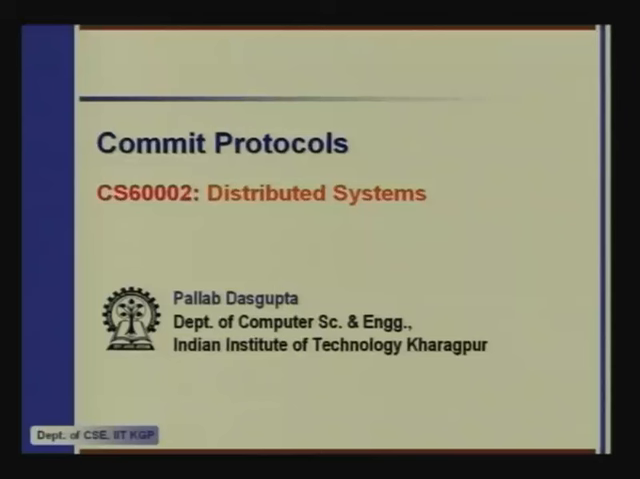In this class we will start a very special class of protocols which are called commit protocols. These commit protocols are used in distributed databases, and the background of this is that in a distributed database, a transaction which is initiated at a site may have to be executed in a coordinated way in many different sites, because it may involve the data stored in many different databases, right.